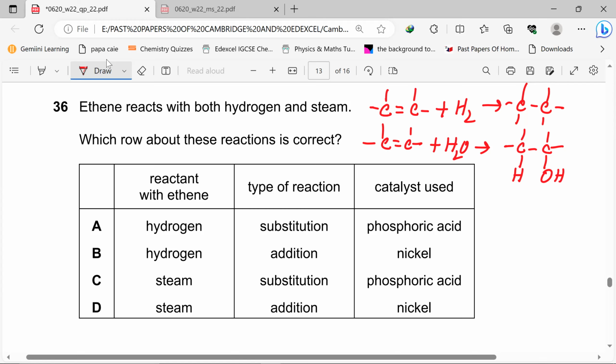So which row about these reactions is correct? Reactant with ethene: hydrogen, type of reaction, definitely not substitution. Alkenes do not give substitution. Hydrogen, addition, correct. Catalyst, yes, nickel is the catalyst, because it is a hydrogenation reaction. Hydrogenation means addition of hydrogen. In that, a nickel or platinum catalyst is used. This is correct. And steam, this is not substitution. Phosphoric acid is the catalyst, that is fine. Addition is fine, but nickel is not the catalyst. So B is the only correct answer.